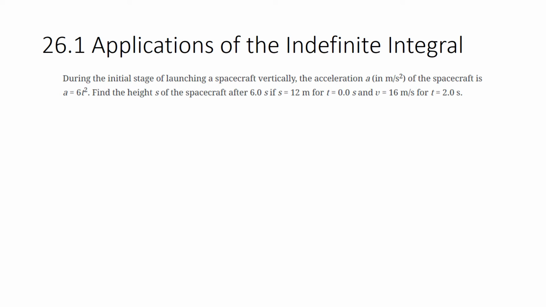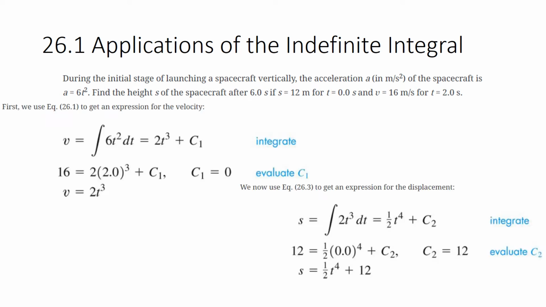So why do we have these extra values, like the initial height of the spacecraft and the velocity of the spacecraft after 2 seconds? The reason is because when we have an indefinite integral, it's always got that mysterious constant added to it at the end. We'll need to know actual real-world values to turn that mysterious constant into a real-world number. Let's see how that's done.